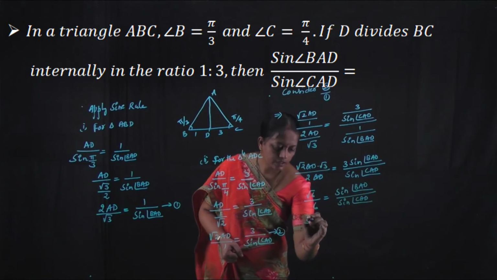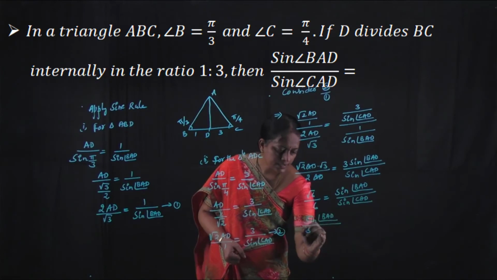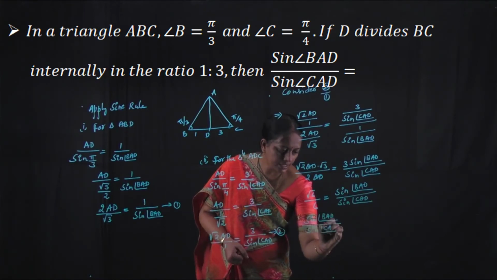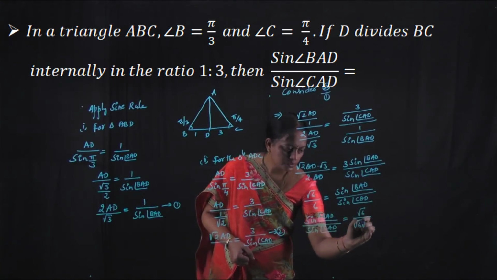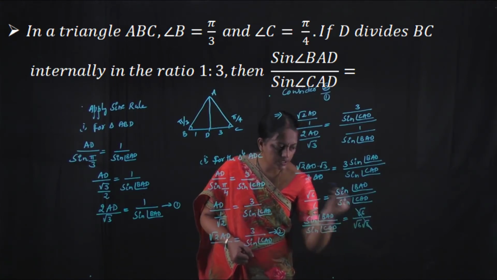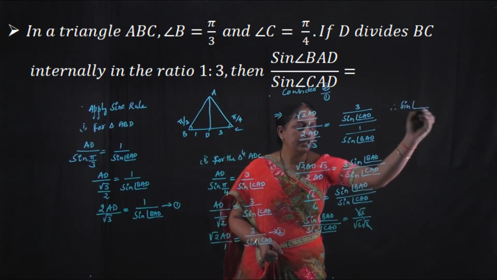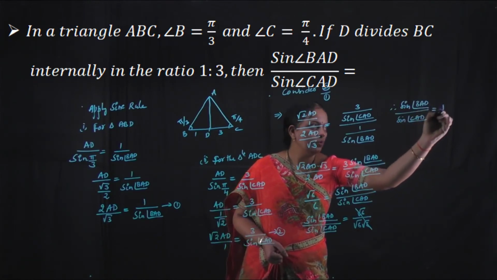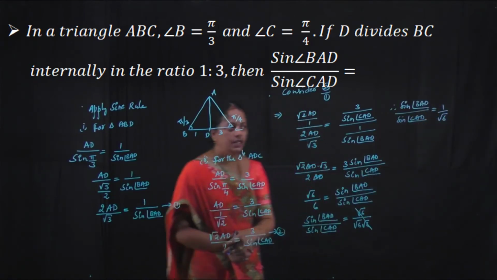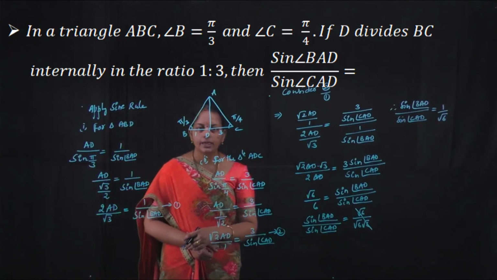From this we can write sine of angle BAD by sine of angle CAD is equal to root 6 by 6. 6 can be written as root 6 into root 6, and root 6 cancels. Then we get sine of angle BAD by sine of angle CAD is equal to 1 by root 6.